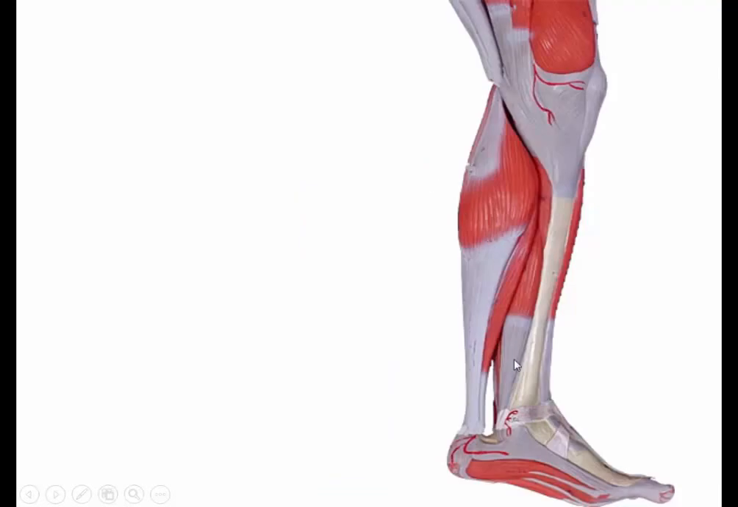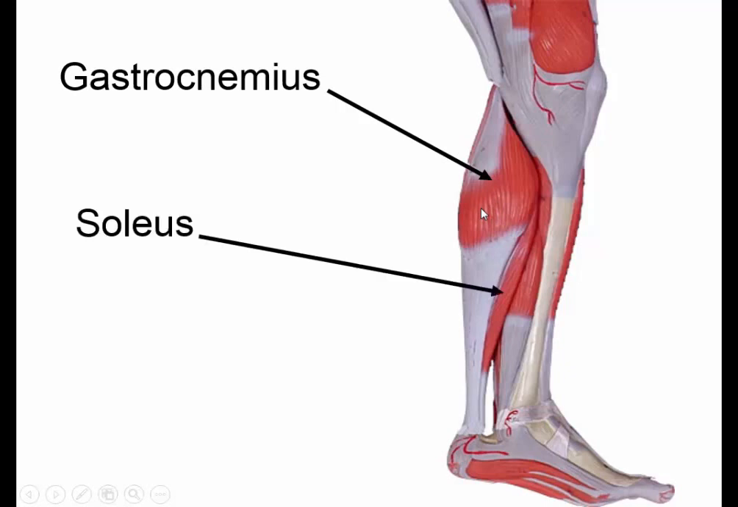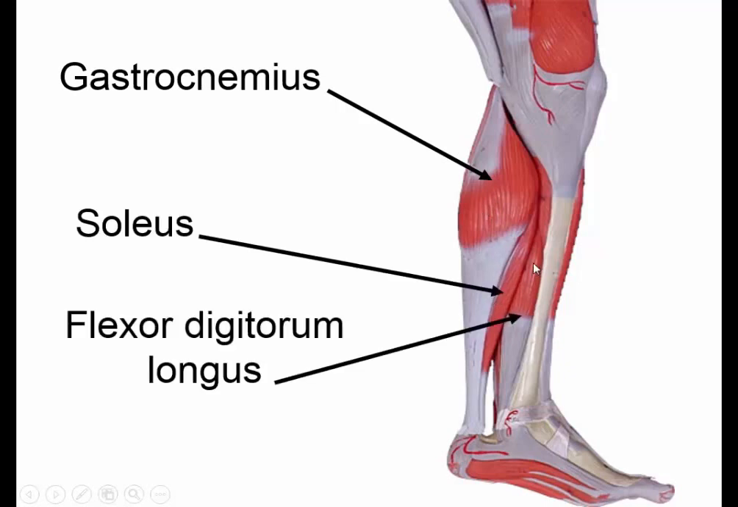Looking on the other side, we're now on the medial side of the foot. We see the gastrocnemius and the soleus, and then we have this little muscle right here. This goes down, and its tendons go all the way to the toes on the bottom of the foot. So these are going to flex the toes, so this is the flexor digitorum longus.